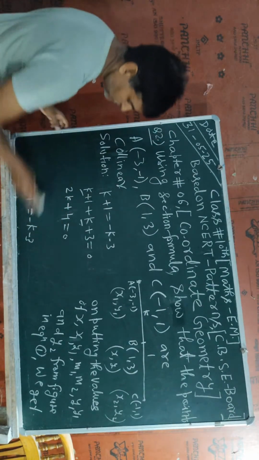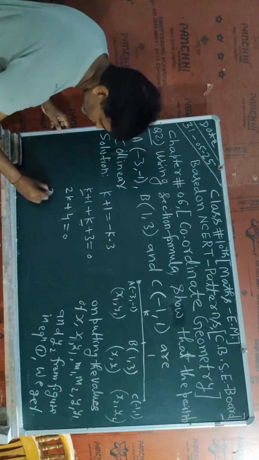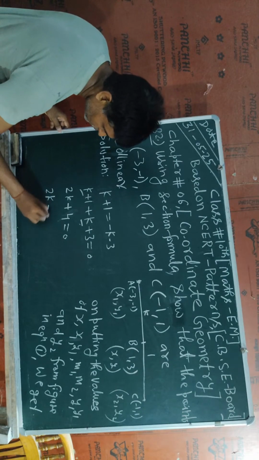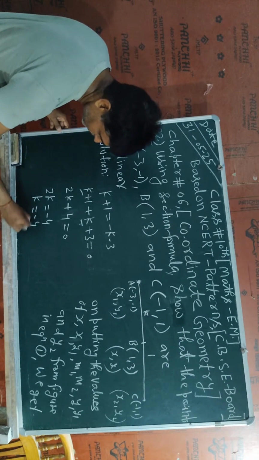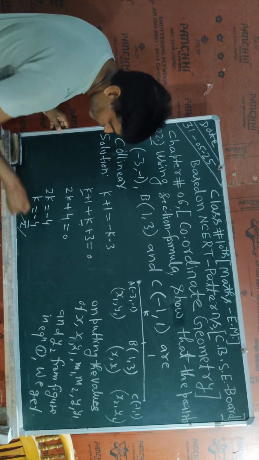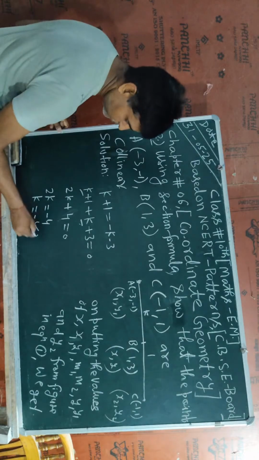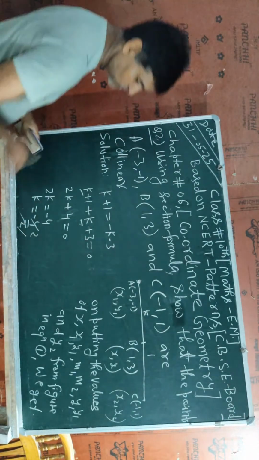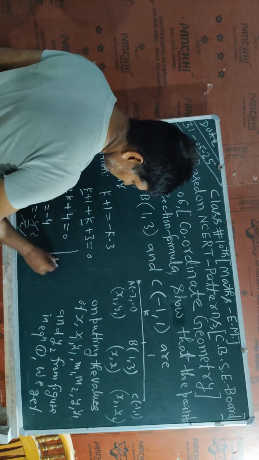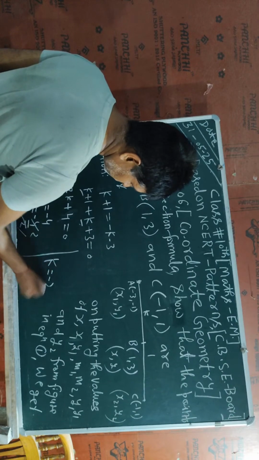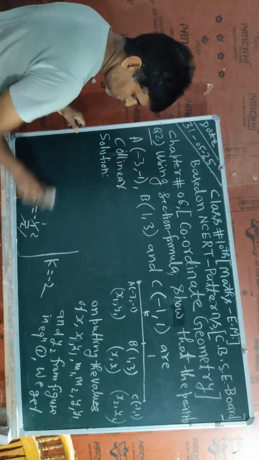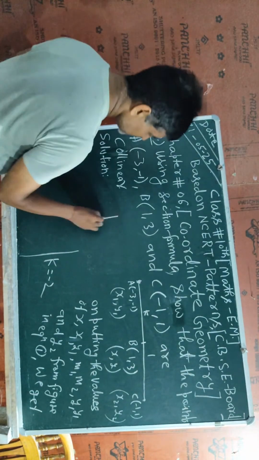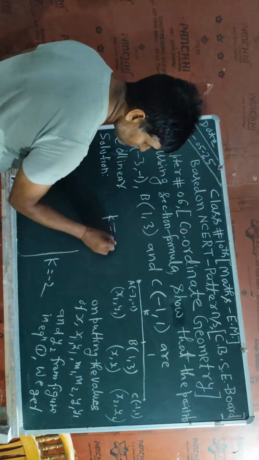Now further I will simplify. After simplifying I will write 2k is equal to minus 4. Therefore I will say minus 4 divided by 2, and 4 divided by 2 is 2. Now further I will write its value: k is equal to minus 2. So here I have got the value of k, which is equal to minus 2, when I solved the x coordinate.